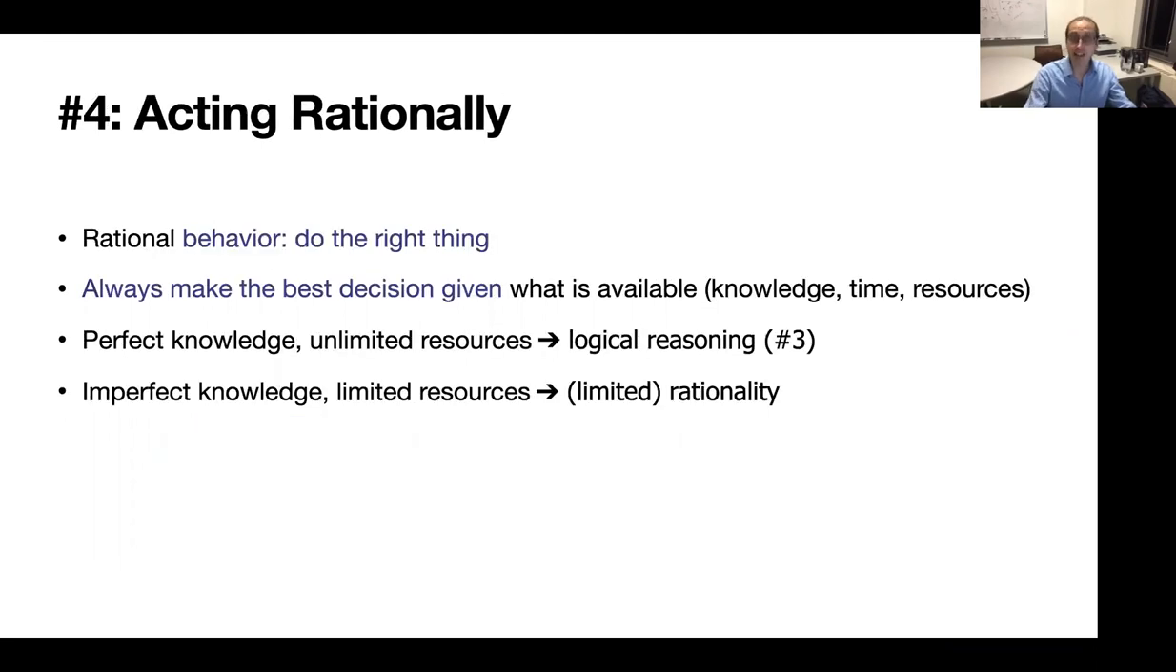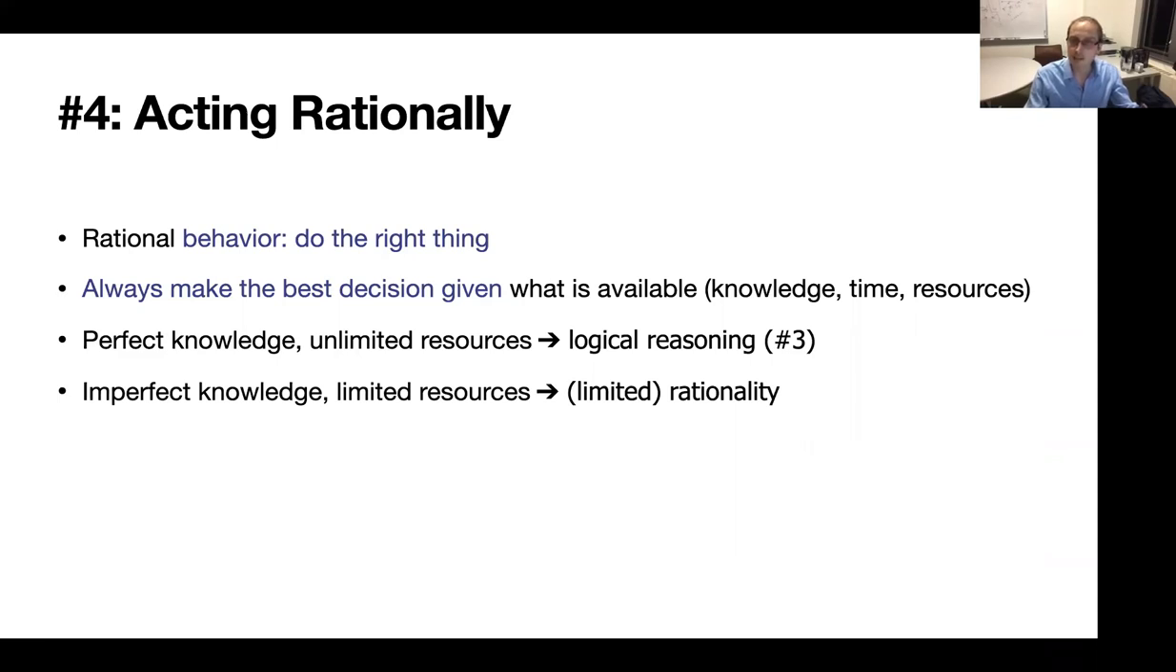And number four is also acting rationally. So we also want machines to be able to act rationally. This was exactly as we were saying earlier about how sometimes the end matters, not how it got there. As long as they act rationally and do the right thing, maybe it doesn't matter how they made the decision. Sometimes they can make a decision with perfect knowledge and unlimited resources, and they can apply a full logical reasoning process. But some other times maybe they have imperfect knowledge and they have limited computational resources.